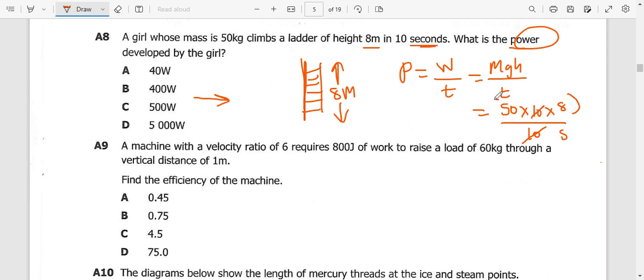And then the work, you'll find work is given in joules. So I've got 50 times 8, that is going to give us 400 joules per second. Okay, because I've got joule on top, second down. So joule per second is called a watt. So this is the same as 400 watts. So this will give us the answer. Is that clear? Is that good? Okay.